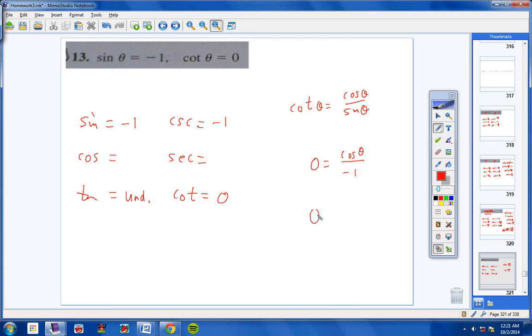0 times -1 is 0. If you multiply this right side by -1, you're left with cosine. So there it is. Cosine of theta equals 0. And so if this is 0, then the reciprocal of secant is undefined. Okay? All right, moving on.